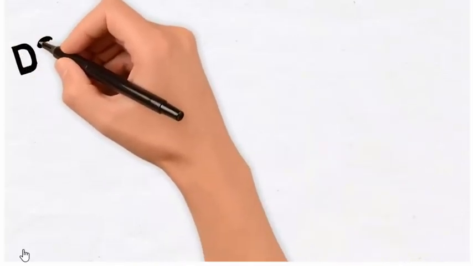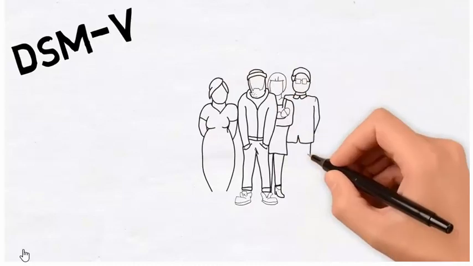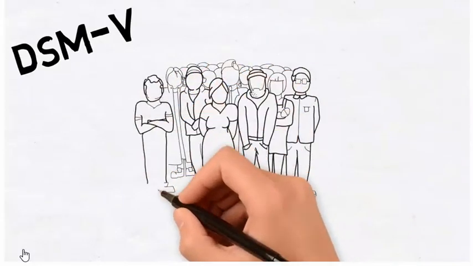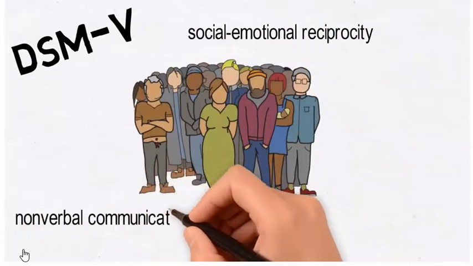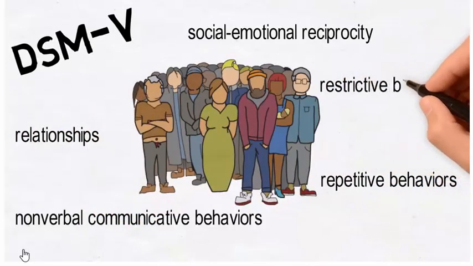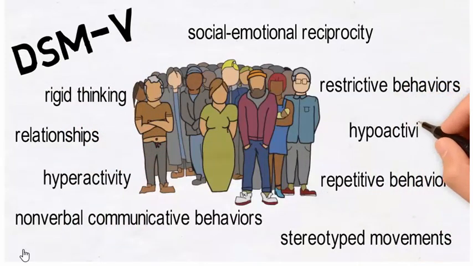The Diagnostic and Statistical Manual, or the DSM-5, is very specific as it mentions children with ASD show persistent deficits in social communication and interactions across multiple contexts. It describes the multiple contexts as having ranges of social-emotional reciprocity, nonverbal communicative behaviors, maintaining and understanding relationships, repetitive and restrictive behaviors, stereotype movements, rigid thinking, and hyperactivity or hypoactivity to sensory input. The DSM-5 describes these symptoms must be present during the child's early development period.